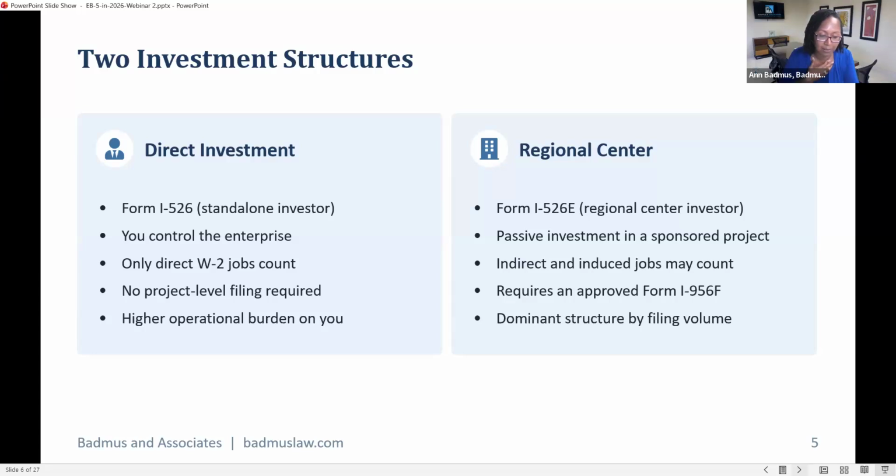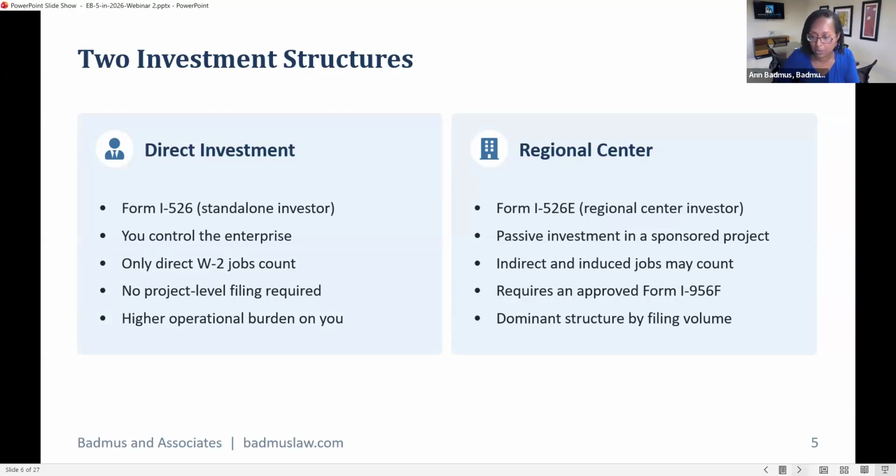But there's a trade-off that could become more significant this year. A regional center petition depends on a project-level filing called an I-956F, and that requires that it is approved. So under the new rules, your petition's timing is now tied to your project filing, and the project filing is done by the regional center. So the structure that you choose determines not just how jobs are counted, but who controls your timeline.